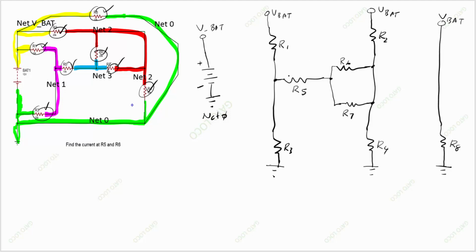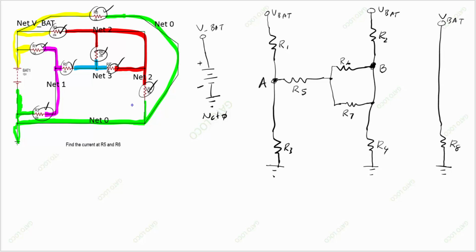Let's see what this part is doing here. This is a typical voltage divider. R1 and R3 are voltage dividers, and you get a voltage at point A. And R2 and R4 are also voltage dividers, and then you get a voltage at point B. Remember that this is the same node, B. So we get a voltage between A and B that goes through R5, R6, and R7.